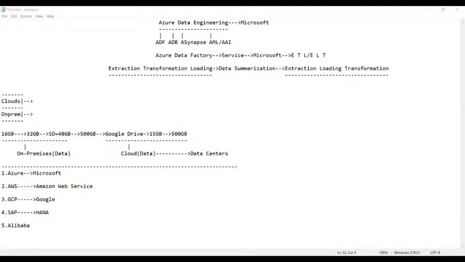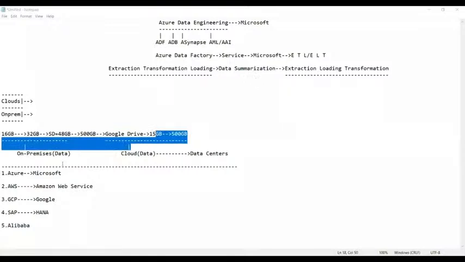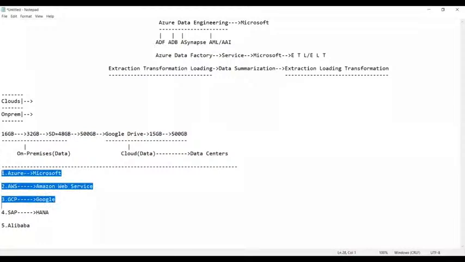Am I right? Who is the second market leader even today? Samsung. Very good. Why? Because of some good features, because of the software they are using, whatever it may be. In the same way here, we have many cloud providers available in the market, but the market leaders are these three only.